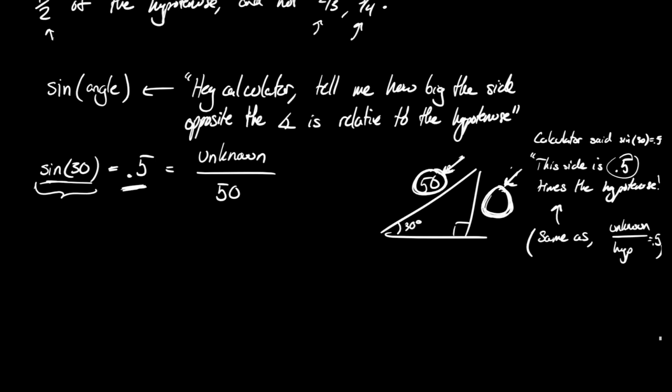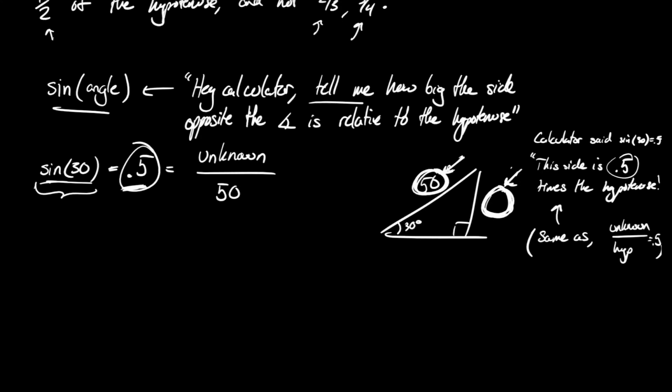Okay. Again, just to recap one final time, because this is probably the thing that is most difficult to understand and the thing that holds you up the most: by punching sine of an angle into your calculator, you're asking your calculator a question. You're asking it to tell you how big this side is relative to that side, and the calculator will tell you. And in this case, the calculator told you the ratio of those two sides is 0.5.